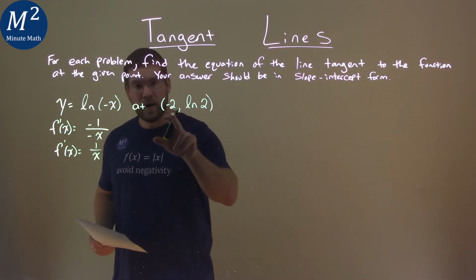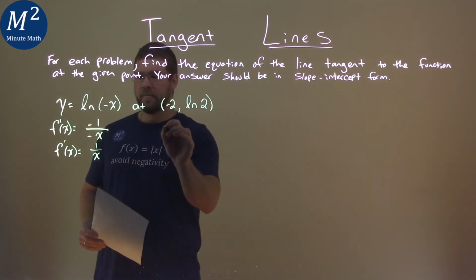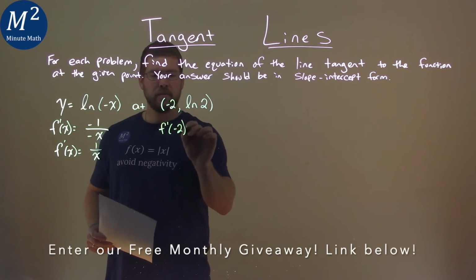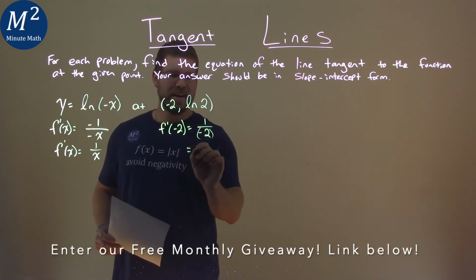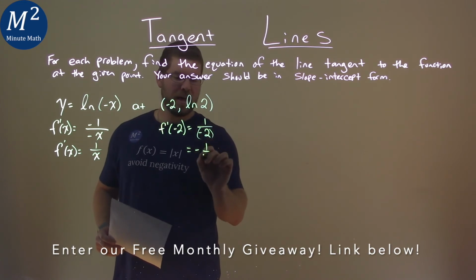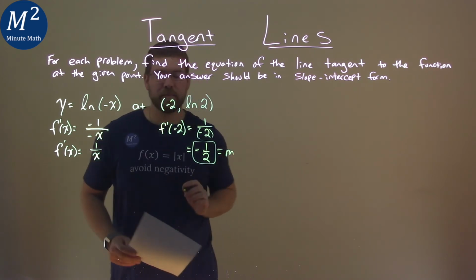From there, we want to find the slope of the tangent line at this point. We take our x value here and plug it into our derivative. So f prime of negative 2 is equal to 1 over negative 2. Pretty easy here. And we have negative 1/2 when we see it like that, and that is our slope.